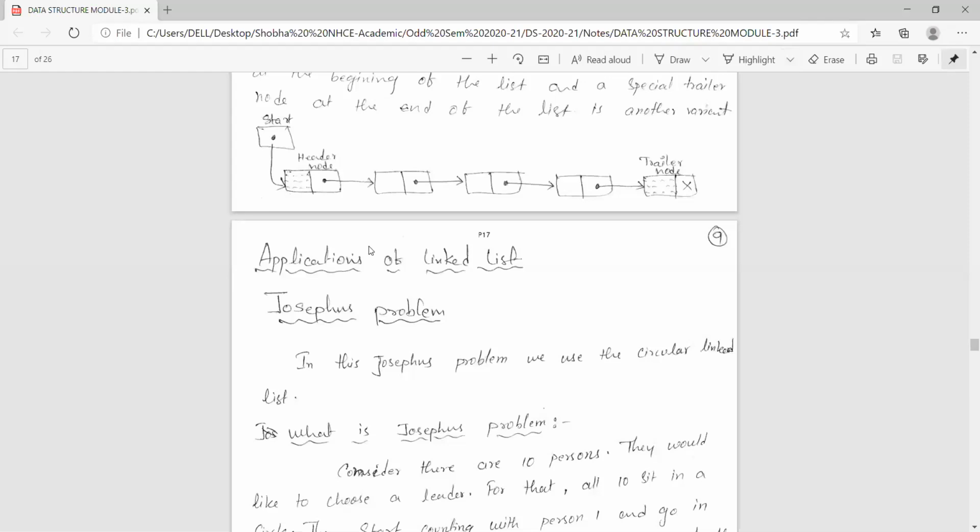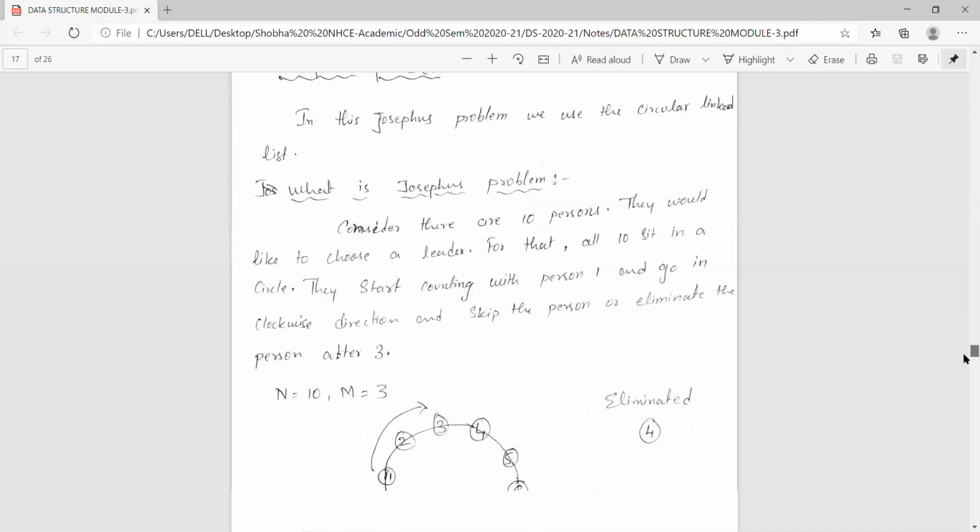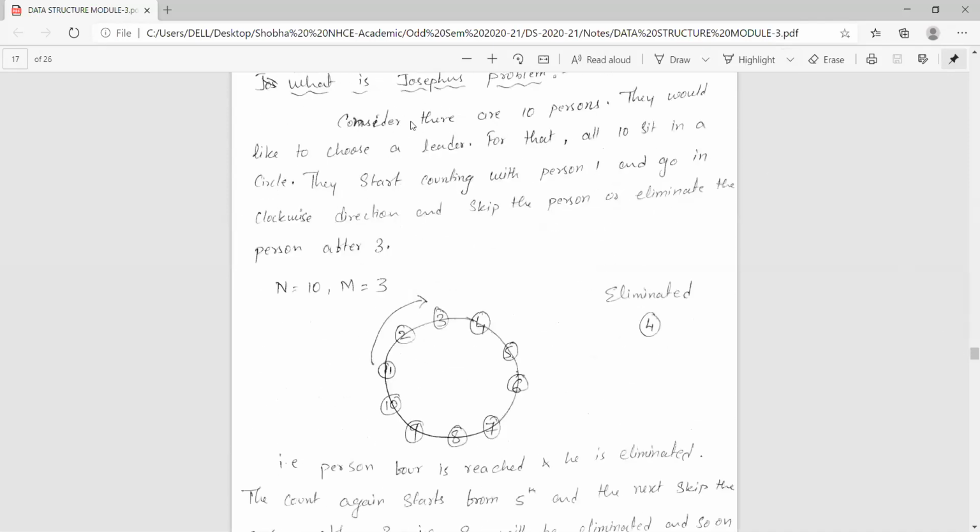So what actually is the problem statement of the Joseph circle problem? There are a few persons. In this example which we are going to discuss, let us take 10 people standing, or sitting, in a circle. They're forming a circular form, and among them we have to choose one leader. We start from one person and go on skipping the persons. Lastly, whoever is left over in the circle will be the leader.